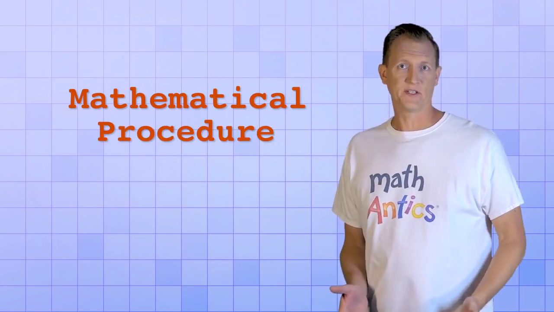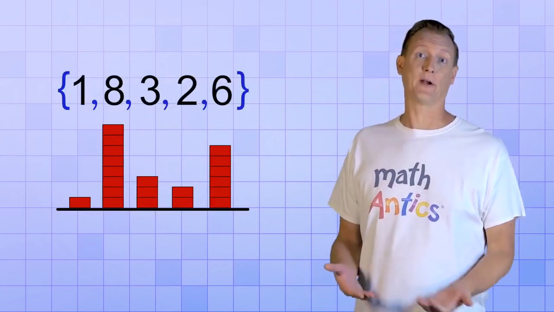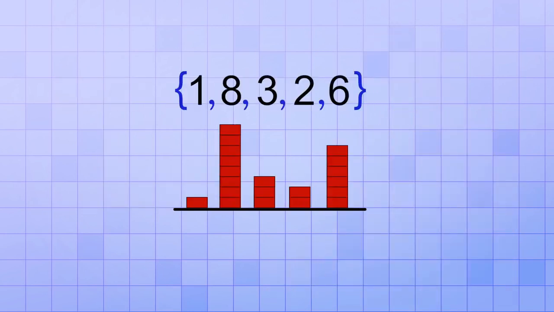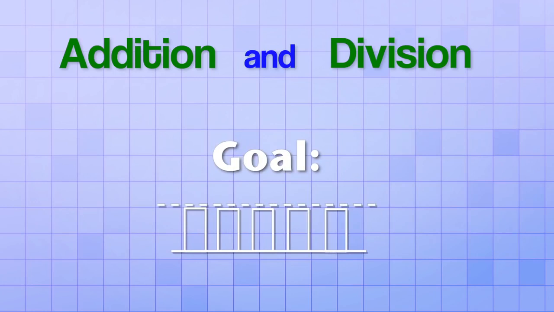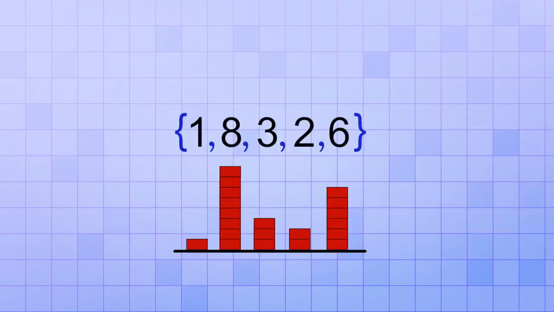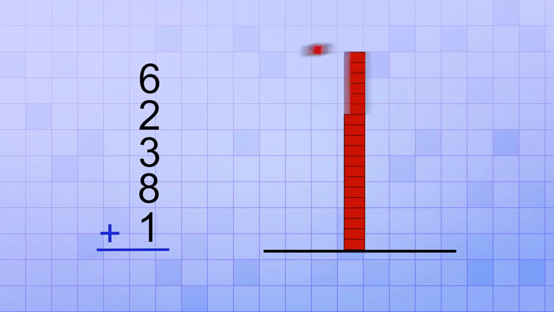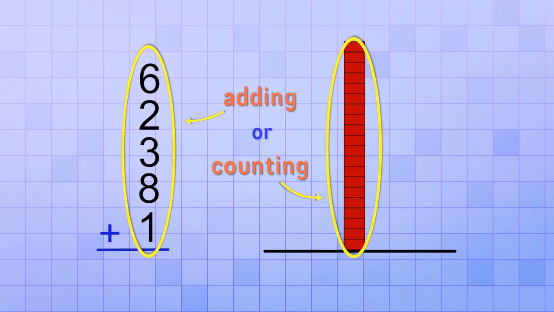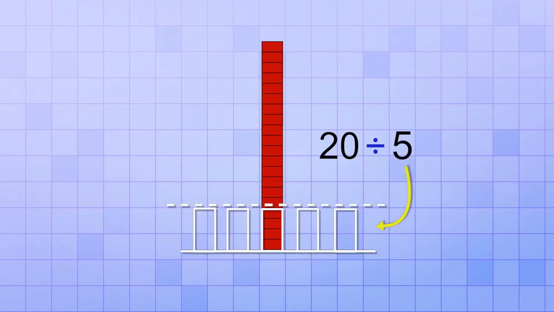To learn the mathematical procedure for calculating the mean, let's start with blocks again. But this time, instead of using trial and error, let's use a more systematic way to make the stacks all the same height. This way involves a clever combination of addition and division. We know that we want to end up with 5 stacks that all have the same number of blocks, right? So first, let's add up all of the numbers, which is like putting all of the blocks we have into one big stack. Adding up all of the numbers, or counting all the blocks, shows us that we have a total of 20. Next, we divide that number, or stack, into 5 equal parts.